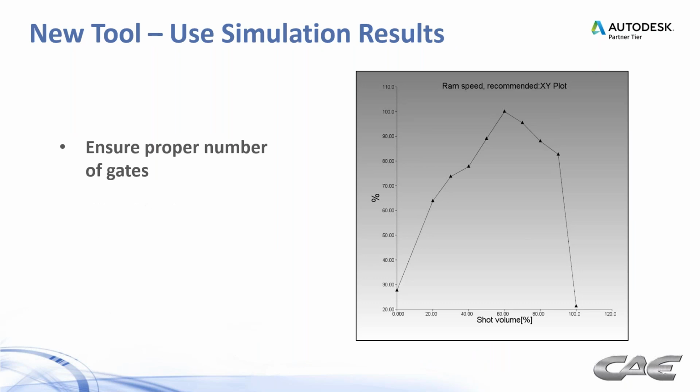So for new tools, again, you use simulation results. You want to ensure the proper number of gates. You get in these situations where you're trying to fill a giant part with one gate, probably not going to work out well for you. So we have to ensure the proper number of gates, first of all. Increasing gate size, I already mentioned. Ramp speed profiling is another way to go. If you're in a situation where you might need to use processing to fix your problem, you've increased your gate size as much as you can, and you can't add any more gates, you could possibly just run the material slower as it comes through the gate early on in the flow, and then go back to a more normal fill speed from there.